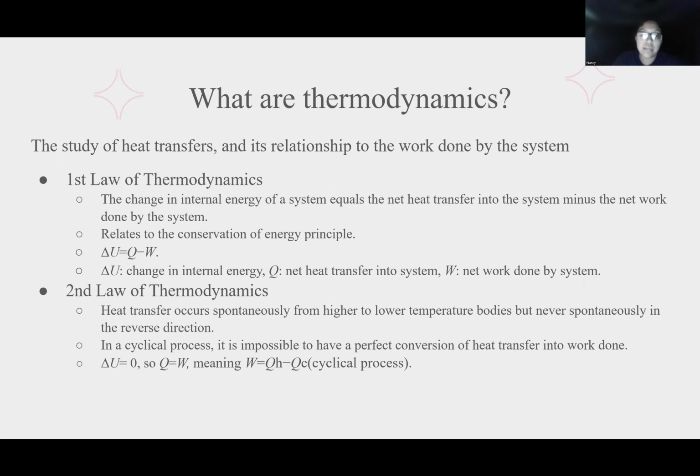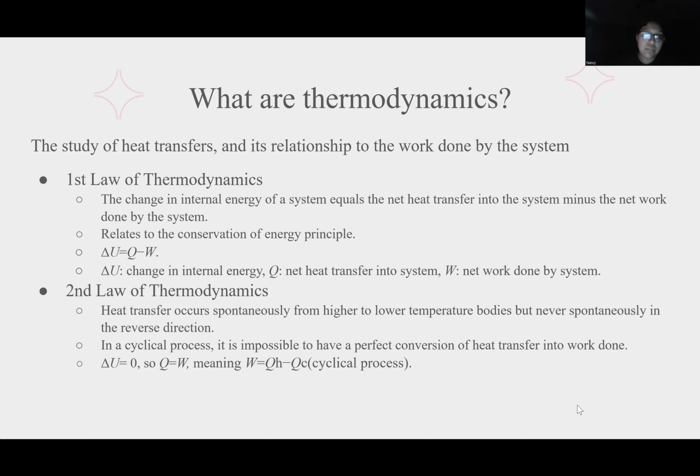First law of thermodynamics: the change in internal energy of a system equals the net heat transfer into the system minus the net work done by the system. This relates to the conservation of energy principle. ΔU equals Q minus W, where ΔU is the change in internal energy, Q is the net heat transfer into the system, and W is the net work done by the system.